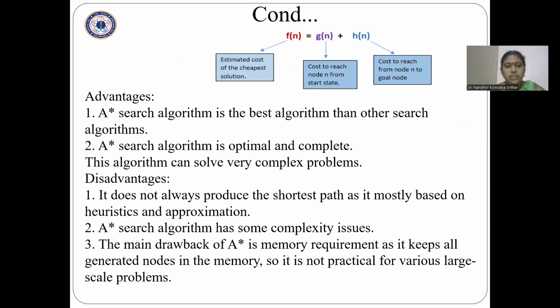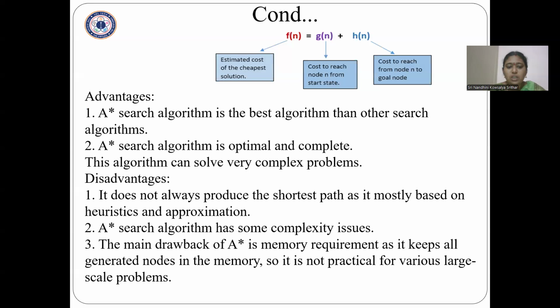So the advantages of A star search. It is the best algorithm compared to other search algorithms. A star search algorithm is optimal and complete. This algorithm can solve very complex problems also. Then the disadvantages. It does not always produce the shortest path, as it is mostly based on heuristics and approximation.